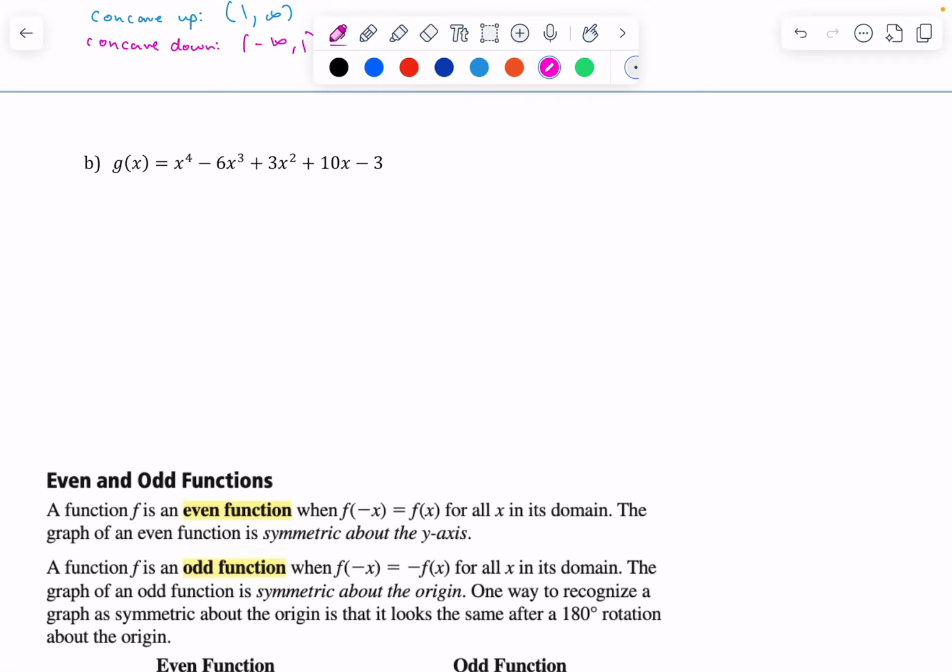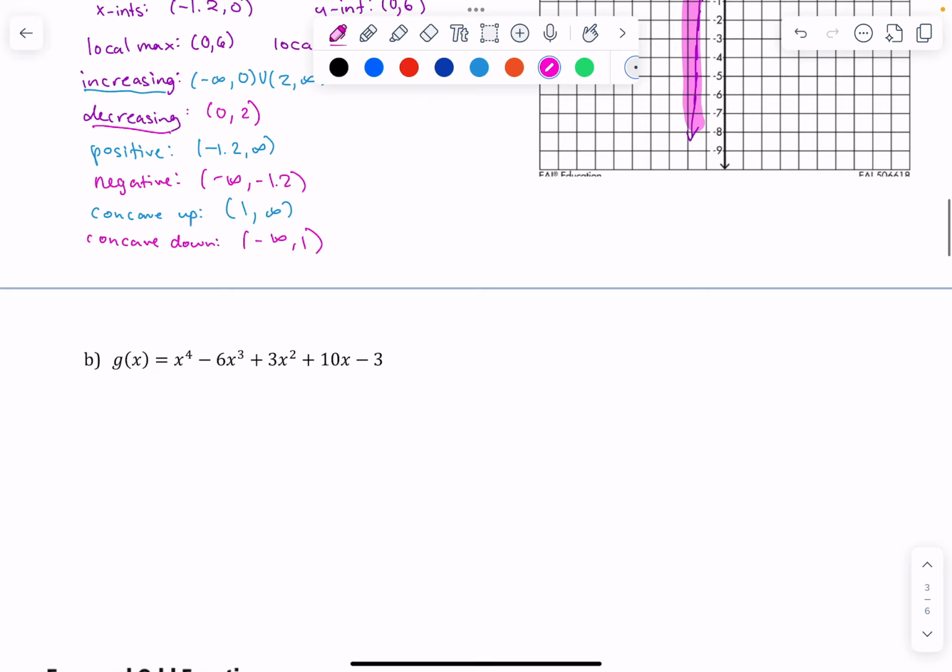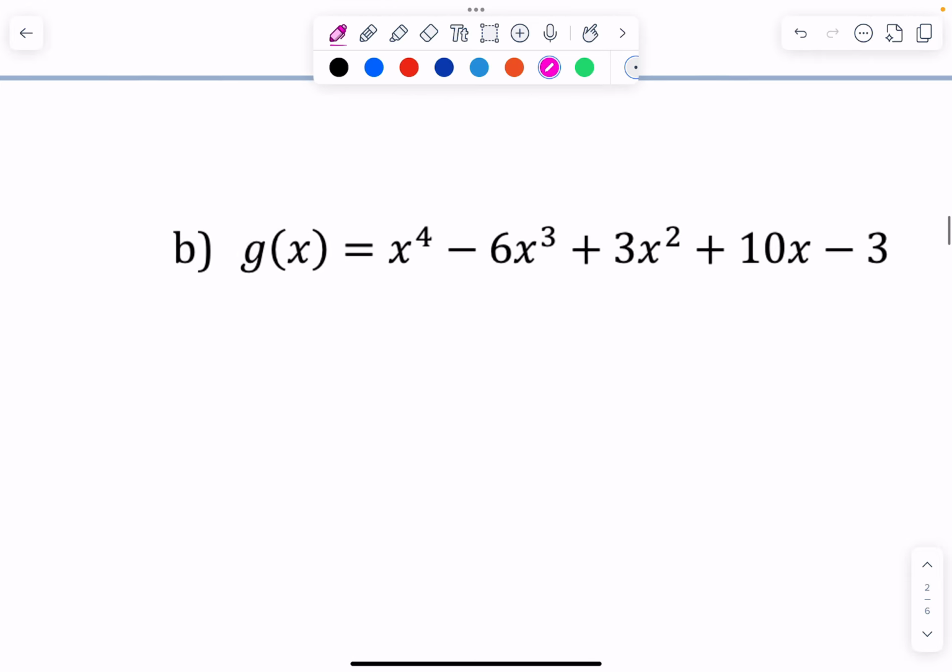Okay, now let's do things one at a time so that we don't get too confused. The x-intercepts, let's find those first. Okay, so again, that's menu, analyze, zero. You're going to have 4 zeros.